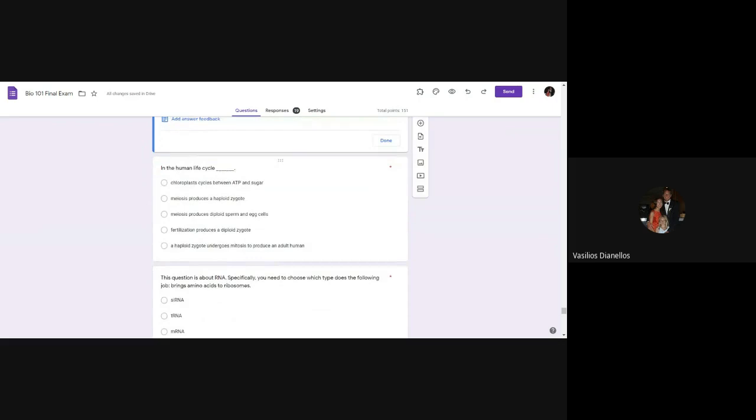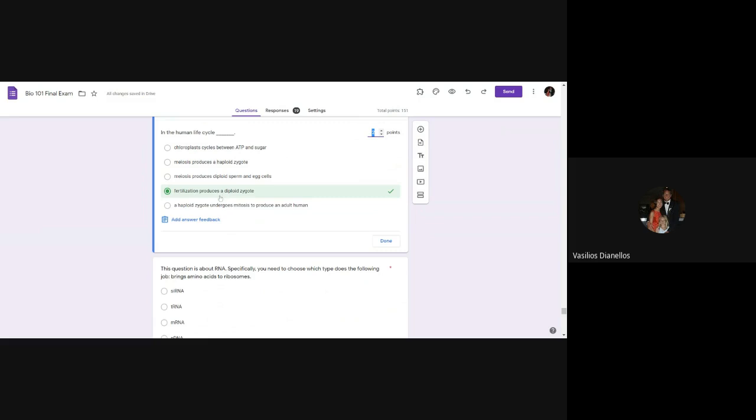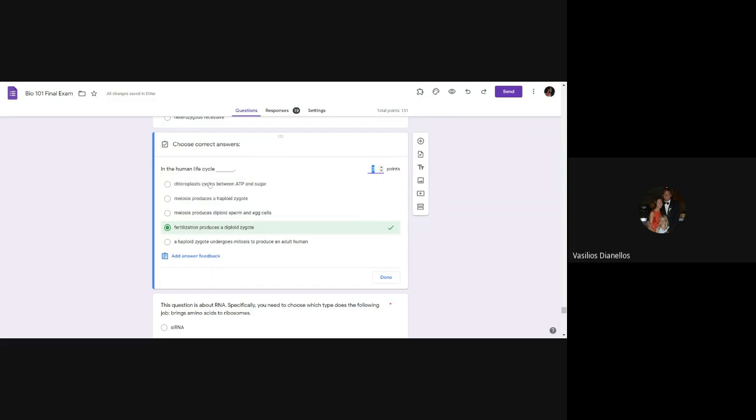So, again, partial credit if you got something along the right lines, zero credit if you guessed perfunctional or heterozygous recessive. In the human life cycle, fertilization produces a diploid zygote. It's that simple. But again, I'm giving away points here, so let's look at the other options. Chloroplast cycles between ATP and sugar has nothing to do with this discussion, and it's a sentence that makes no sense anyway.